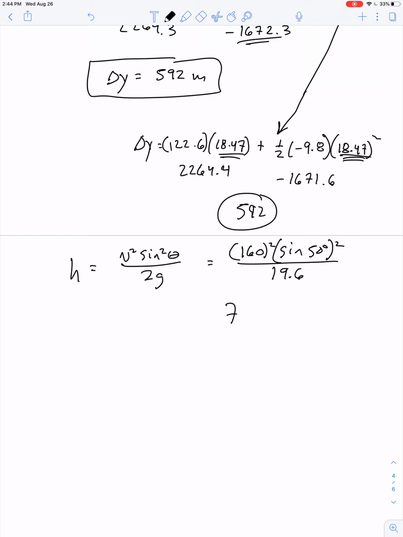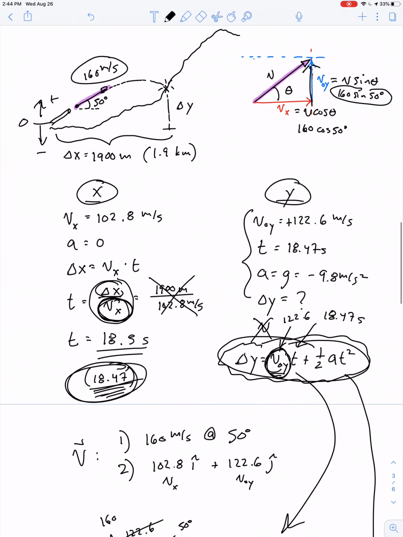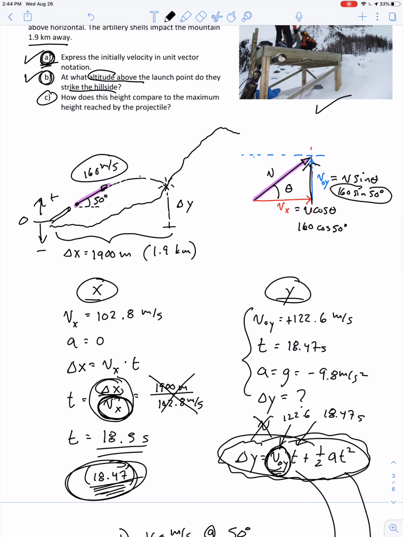And that comes out to 766 meters. So 592 compared to 766, not too much below. So it had very nearly hit the mountain at its maximum height. It just carried on a little bit farther. 766, 592.